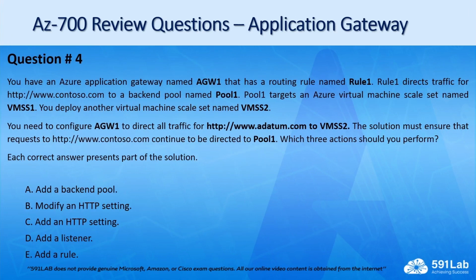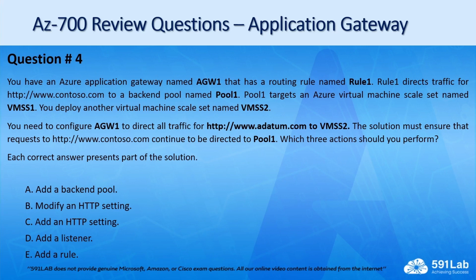Here in our question 4, you have an application gateway named AZ-700 that has a routing rule named rule 1. We have seen in our lab as well, we created an application gateway and then created a rule 1. Now rule 1 directs traffic for www.contoso.com to a backend pool named pool 1. Basically, rule 1 has the option to direct the traffic from www.contoso.com to pool 1. Now, pool 1 targets an Azure virtual machine scale set named VMSS1. And you deploy another virtual machine scale set named VMSS2.